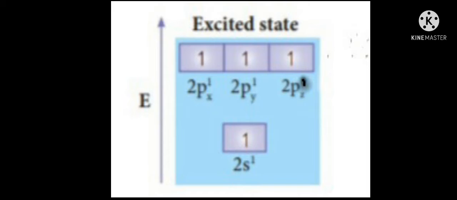In order to get 4 unpaired electrons, one of the paired electrons from 2s orbital is promoted to 2pz orbital. It is shown in the excited state of carbon atom. Now, 2s orbital with 1 electron, 2px orbital with 1 electron, 2py orbital with 1 electron, 2pz orbital with 1 electron. It is shown here.